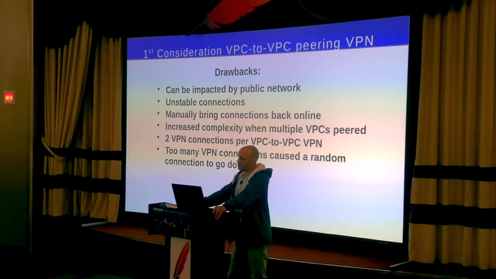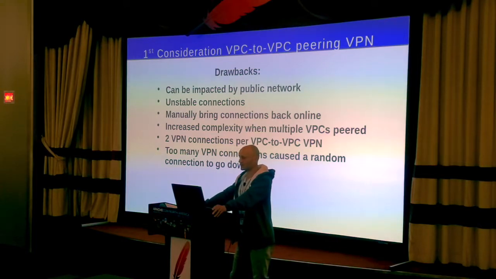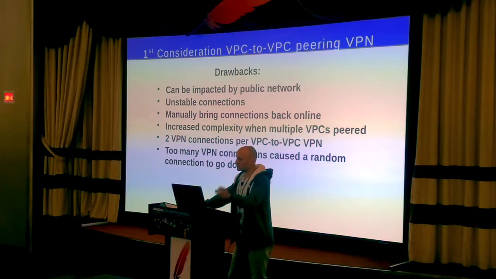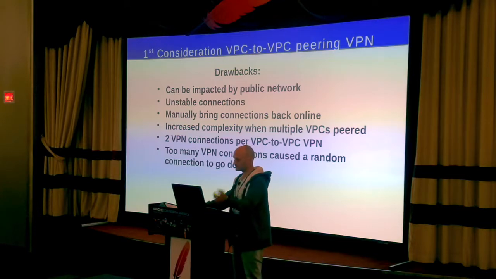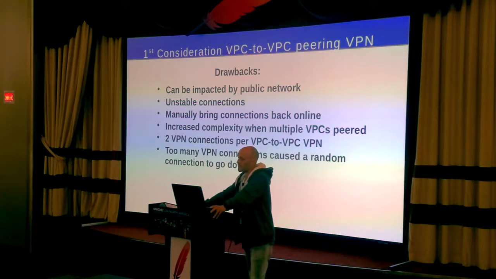So, the drawbacks are that since it's routed over the public network, it can be affected by things like security and latency. There's also increased complexity when so many VPCs are peered, as just shown in the previous slide. It's also compounded by having 2 connections per VPC to VPC VPN. So setting this up was a pain and a lot of admin.